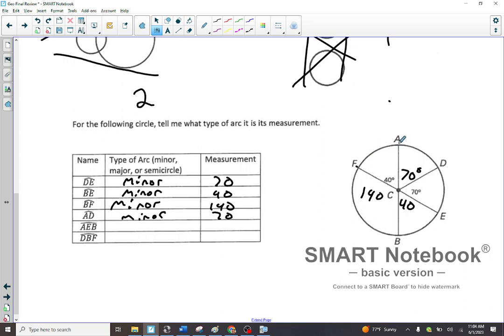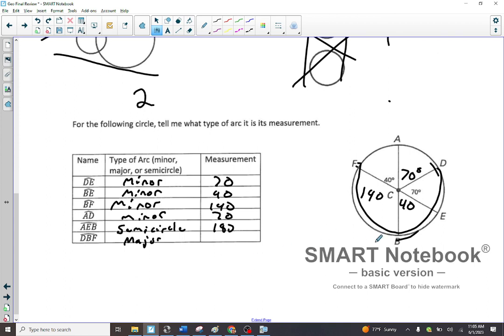AEB: I pass A, I get to B, and I have to make sure I pass E along the way. So that's 180, and it's a semicircle. Exactly half a circle is a semicircle. And then DBF: I go from D to B to F, so it's 70 plus 40 plus 140. I have to add all the pieces I passed by. It's going to be major.